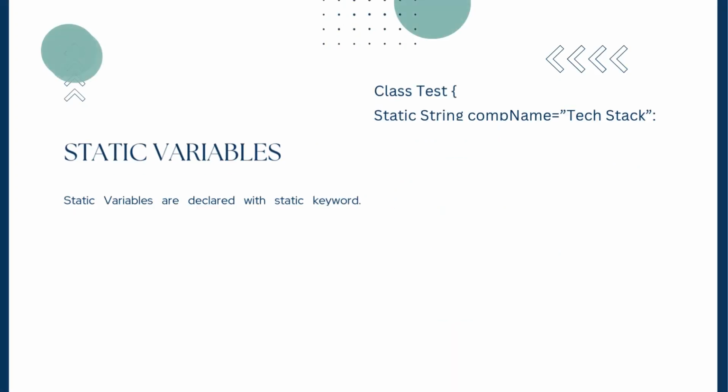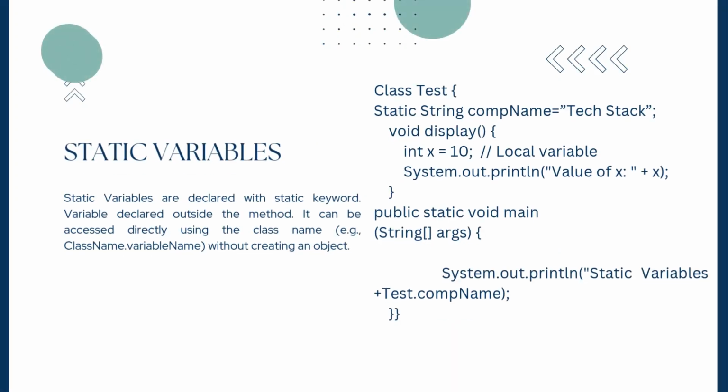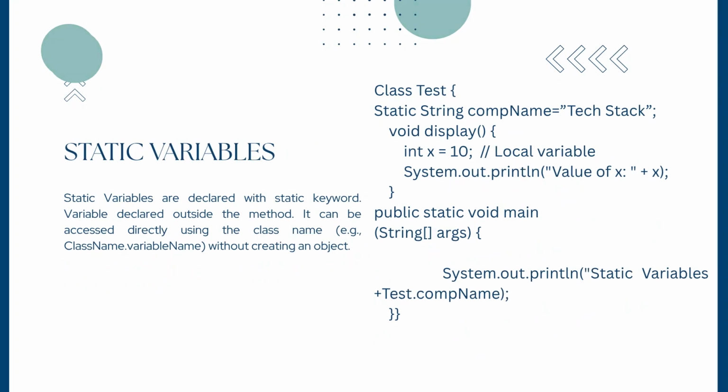Static variables are declared with the static keyword. A variable declared outside the method but inside the class with the static keyword can be accessed directly through the class name. No object declaration is needed.